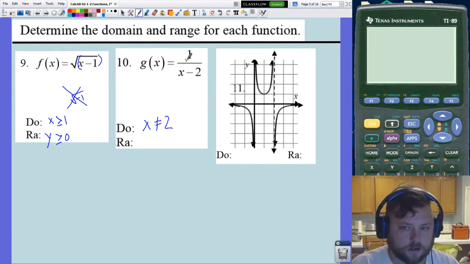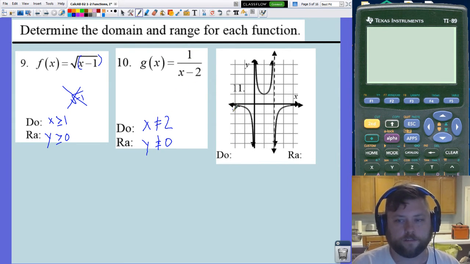Your range is what y values it can be. And this can be everything except for one value. When you have 1 over a number, that means you can never be 0. So y does not equal 0, because you can't make 1 over something equal 0.